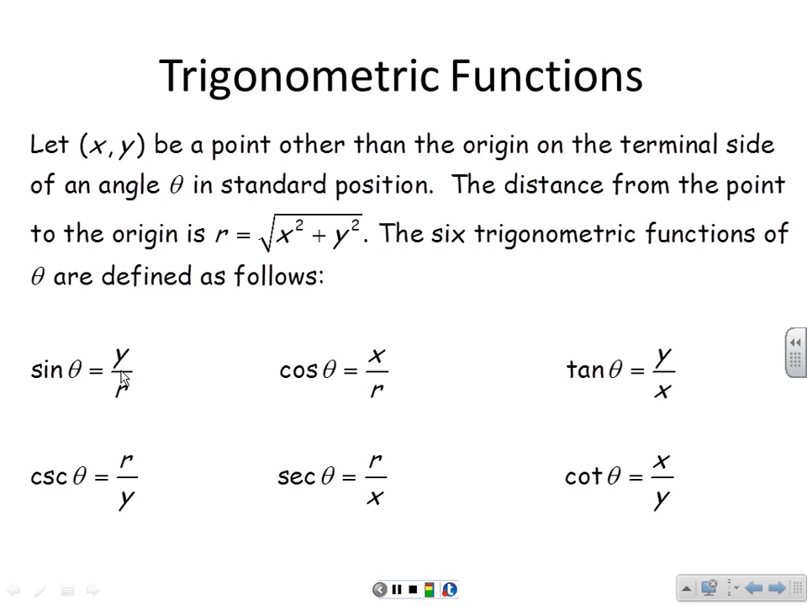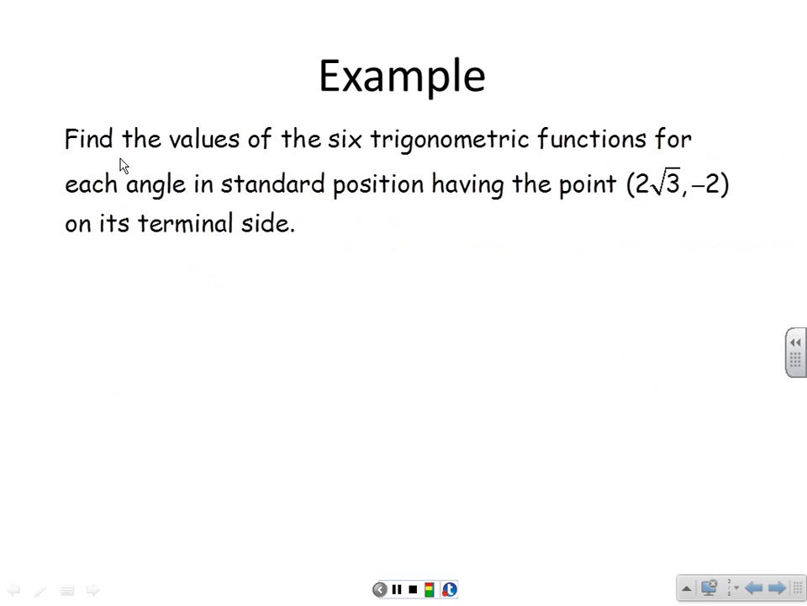Okay, so if it says to find the values of the 6 trigonometric functions for each angle in standard position having the point (2 radical 3, negative 2), the first thing I want to do is change 2 radical 3 to a decimal so I'll know how to graph it. That's going to be about 3.5. So if we draw this picture, we're going to have an ordered pair at (3.5, negative 2).